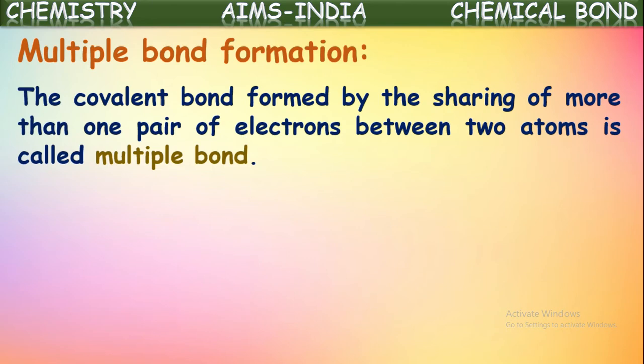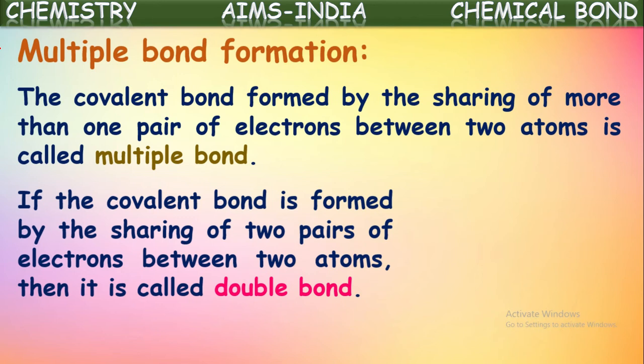The covalent bond formed by the sharing of more than one pair of electrons between two atoms is called a multiple bond. Generally, when two atoms approach each other, both atoms contribute one electron and hence they share a pair of electrons. Then the bond formed is normally called a covalent bond. Sometimes two atoms may share more than one pair of electrons. Then the bond formed by the sharing of more than one pair of electrons between two atoms is called a multiple bond.